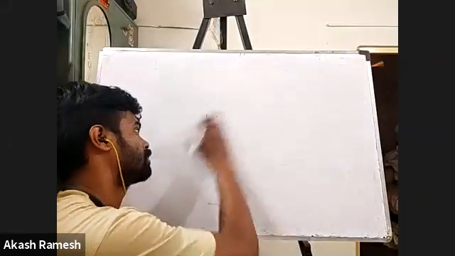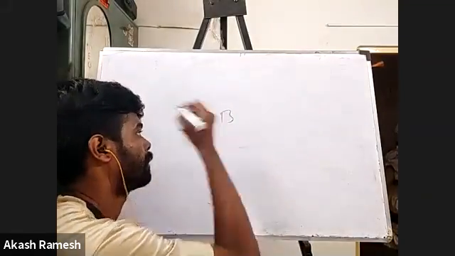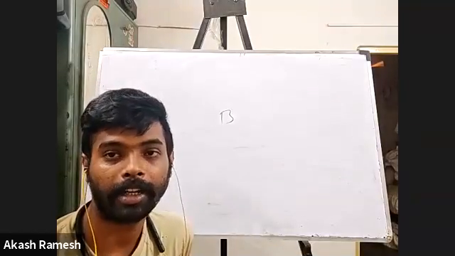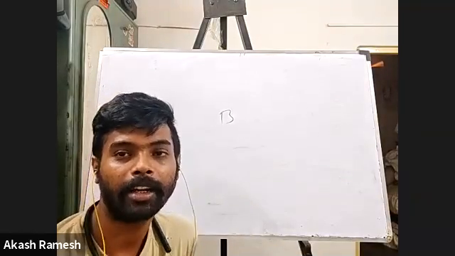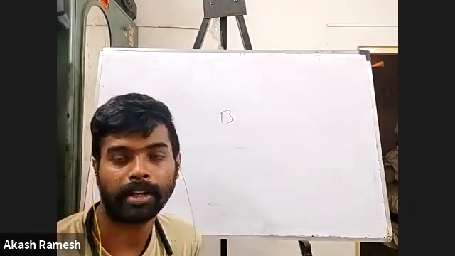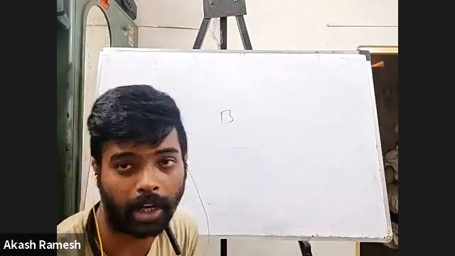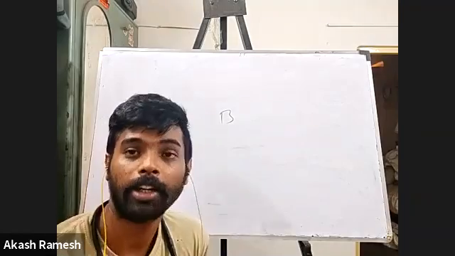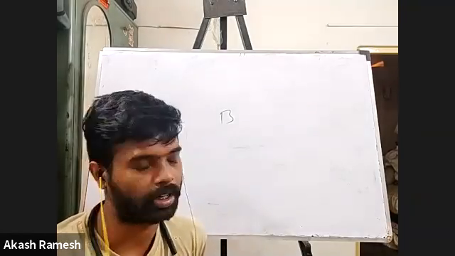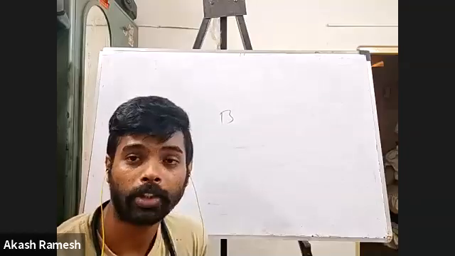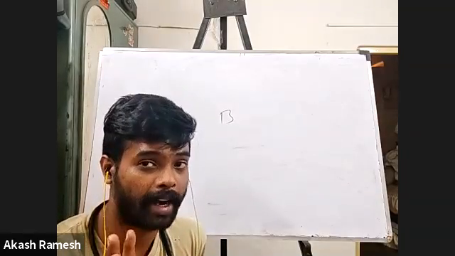Not W. W is achiral. B will be a good option, right? The letter B, if you show it to the mirror and try to superimpose, they are not going to superimpose. So B is the chiral letter. Hope you understood what is meant by chirality.